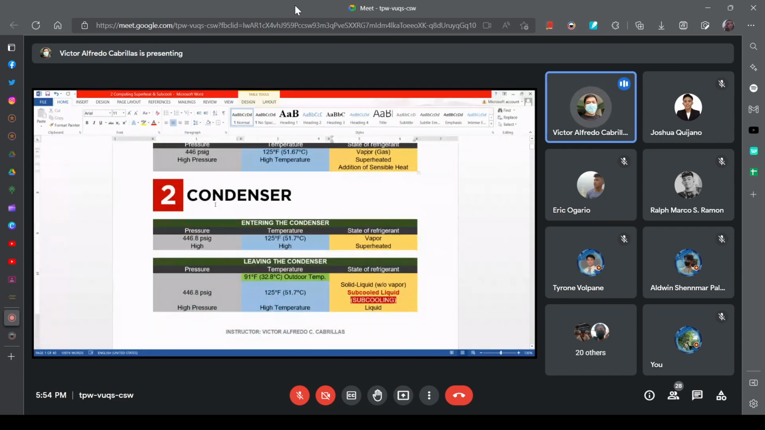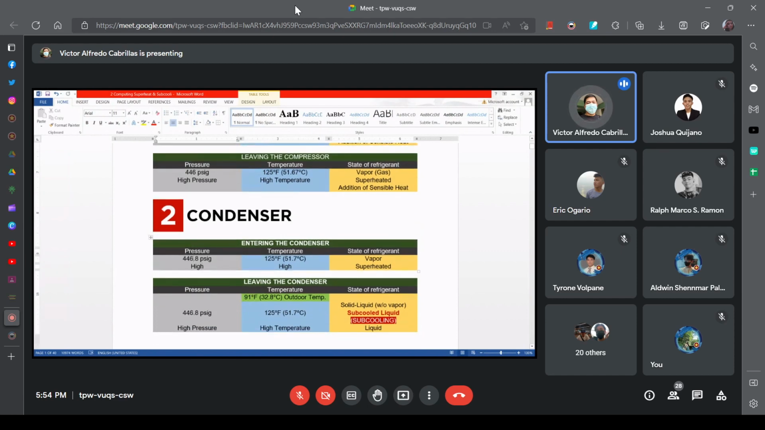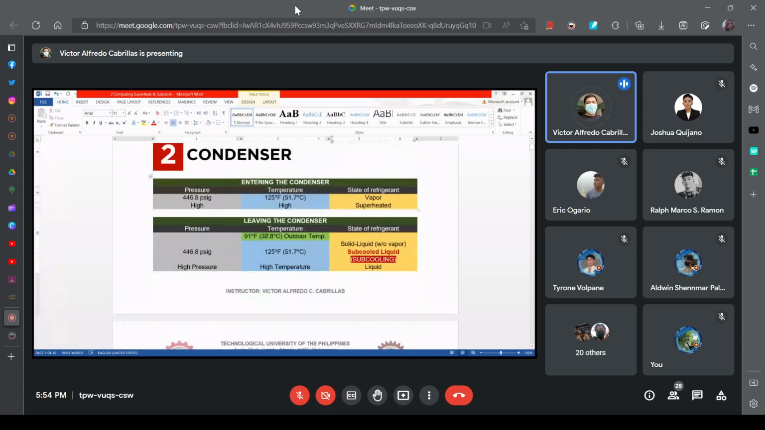So during in the condenser, okay, as it leaves the compressor, entering the condenser, so estimated pressure, so tumaas, then temperature, same din, mataas, still in its vapor state. So during the travel or at the end of the travel to the condenser, magiging na siyang subcooled liquid. So yan yung cycle natin, di ba? So unti-unting nagiging liquid because of the heat is being dissipated. Okay.